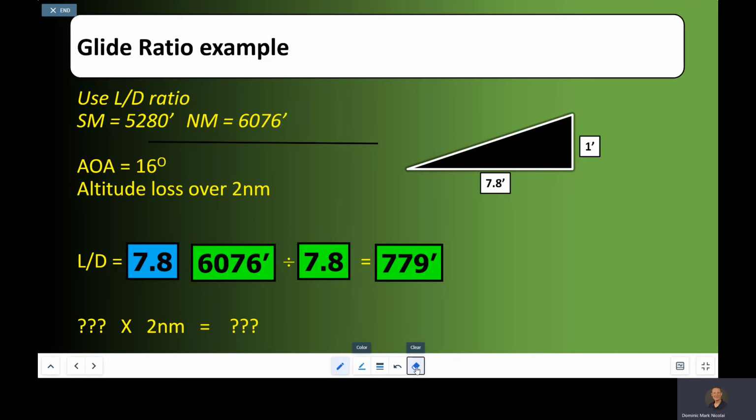And this gives you 779 feet of altitude loss over 1 nautical mile. Just simply multiply that by 2, since the question asks for altitude loss over 2 nautical miles. So your answer becomes 1,558 feet.